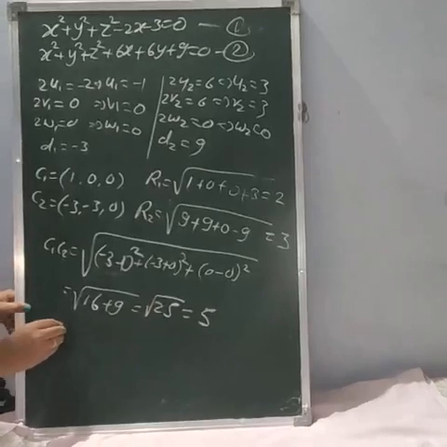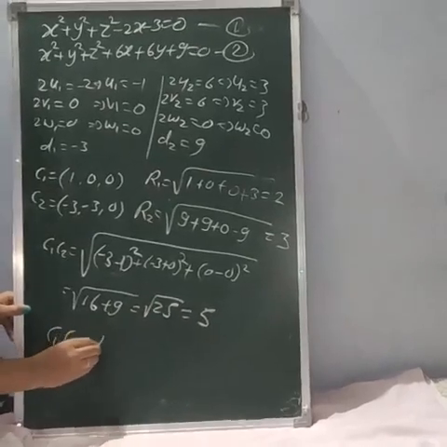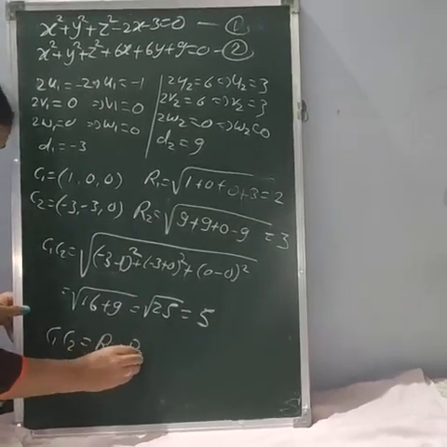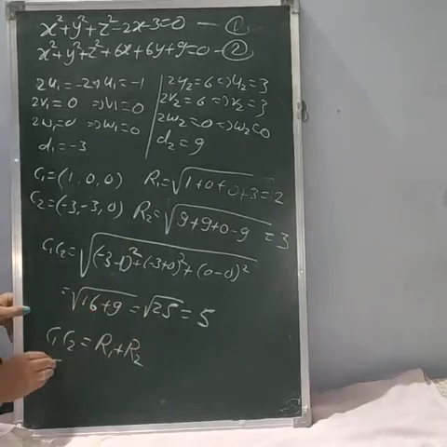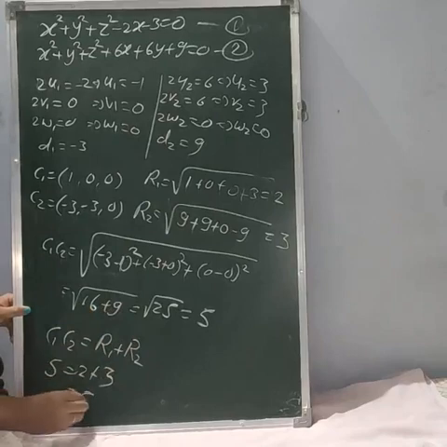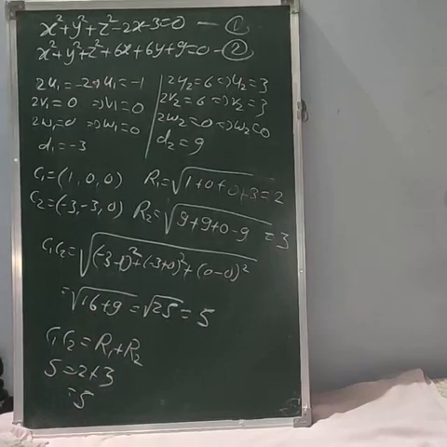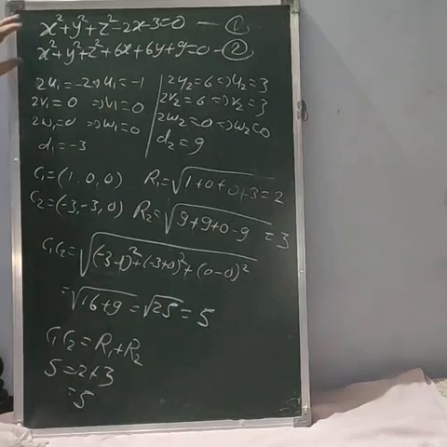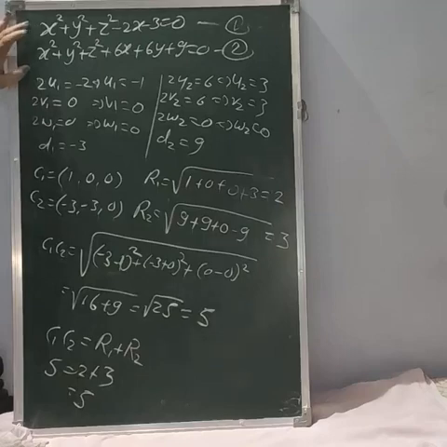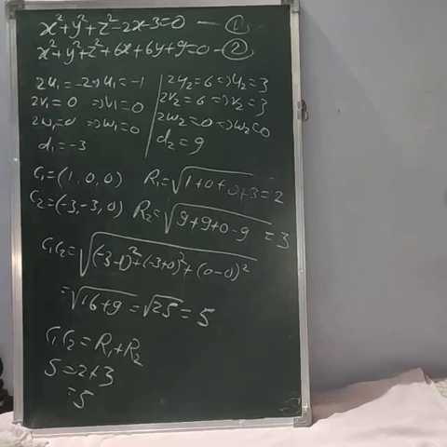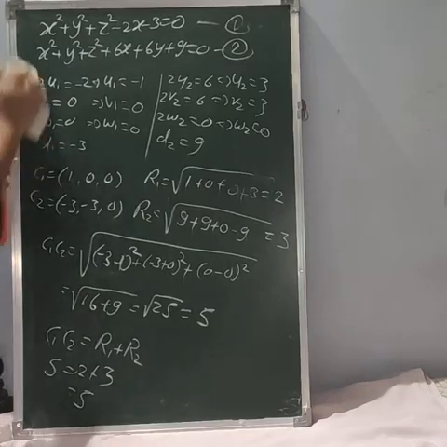So what is the condition for the external touching? C1C2 should be equal to R1 plus R2. What is C1C2? 5. What is R1? 2. Plus R2, 3. And 2 plus 3 is nothing but again 5. So it satisfies the condition for the external touching. Therefore, we can say these two spheres touch externally. Okay. Similarly, they can ask for internal also. Okay. One question is there.